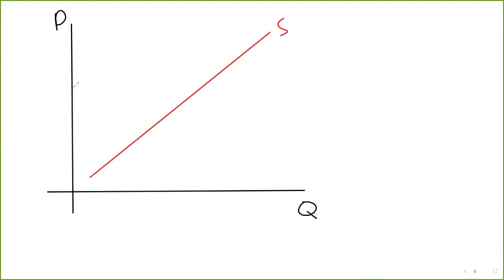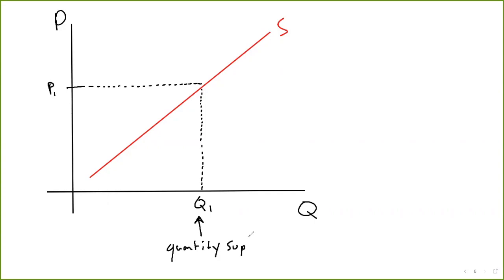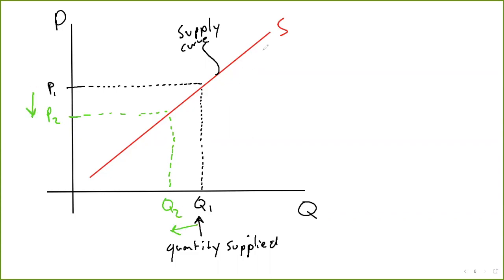So I did this with demand, and I'll do it with supply as well because it's important. If we have a price, P1, we can trace that over to the supply curve and down to get Q1. And remember, this is the quantity supplied. And this curve here is the supply, or the supply curve, right? And changes in price affect the quantity supplied, but not the supply itself.